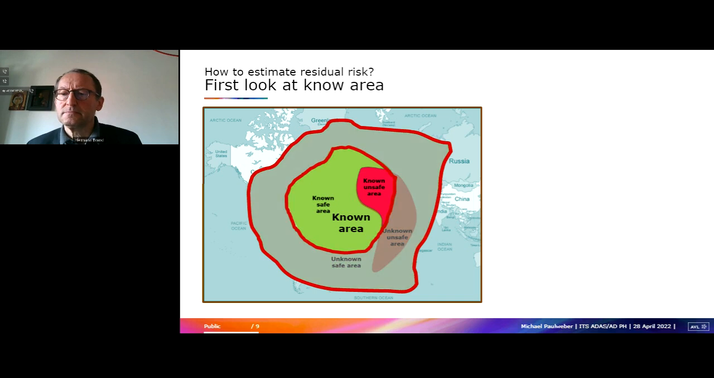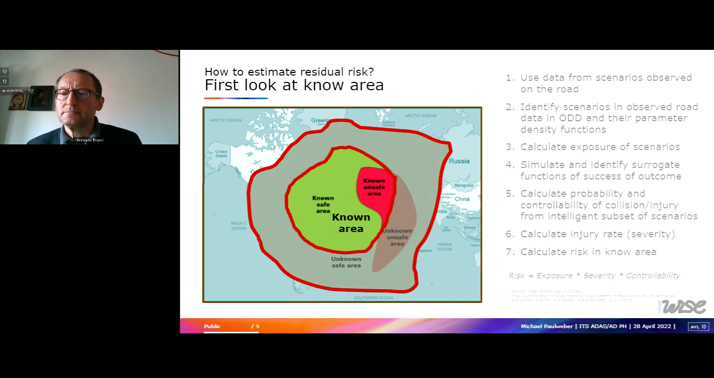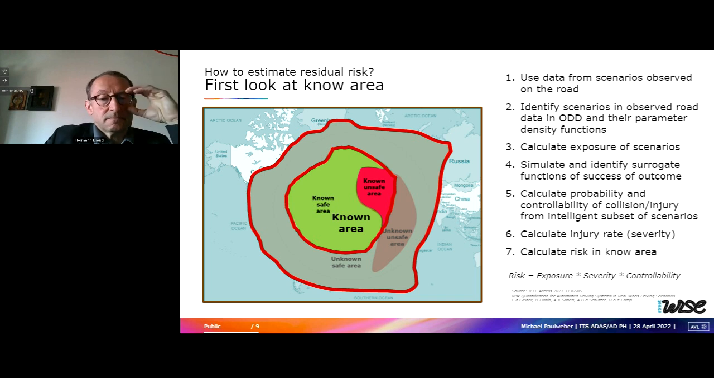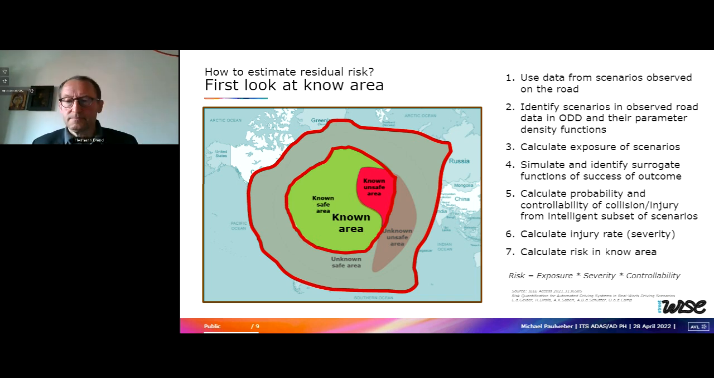So let's first take a look at the known area. In the known area, it's also a lot about monitoring. You can monitor scenarios observed on the road within your operational design domain. You can then split it into what we call scenarios, and the scenarios, for example, that you follow a car, or that you have to brake behind the car.